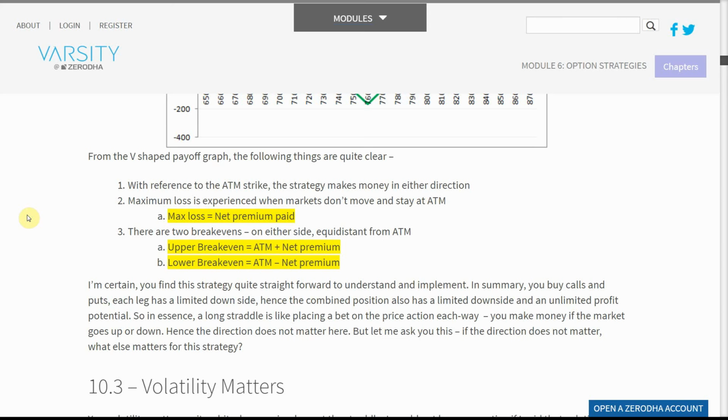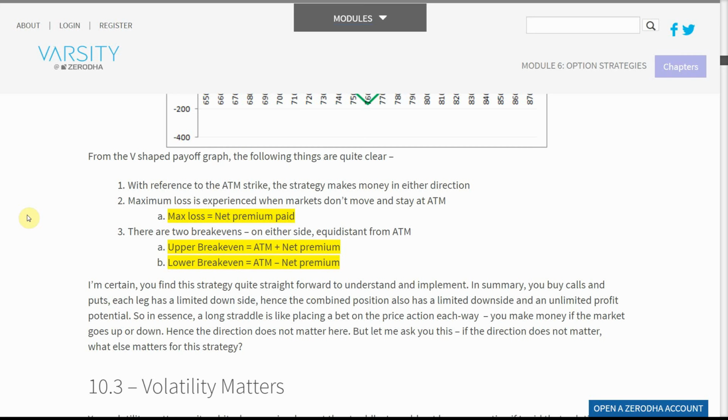I'm certain you find this strategy quite straightforward to understand and implement. In summary, you buy calls and puts. Each leg has a limited downside. Hence the combined position also has a limited downside and an unlimited profit potential. So in essence, a long straddle is like placing a bet on the price action each way. You make money if the market goes up or down. Hence the direction does not matter here.